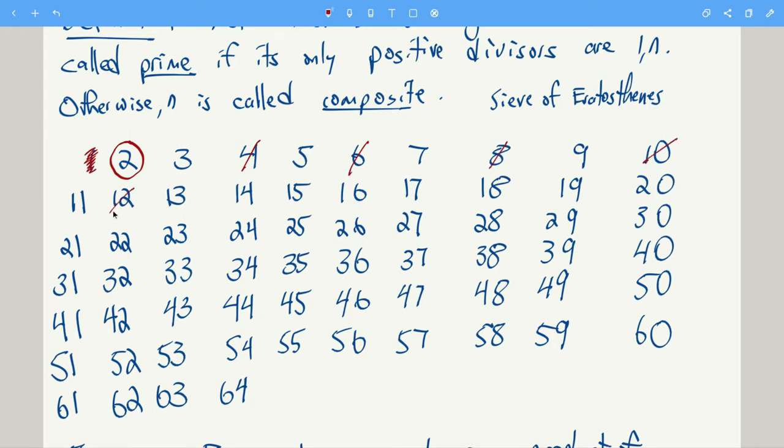Then we can see a little pattern. All of these things are not prime. They're 2 times something.